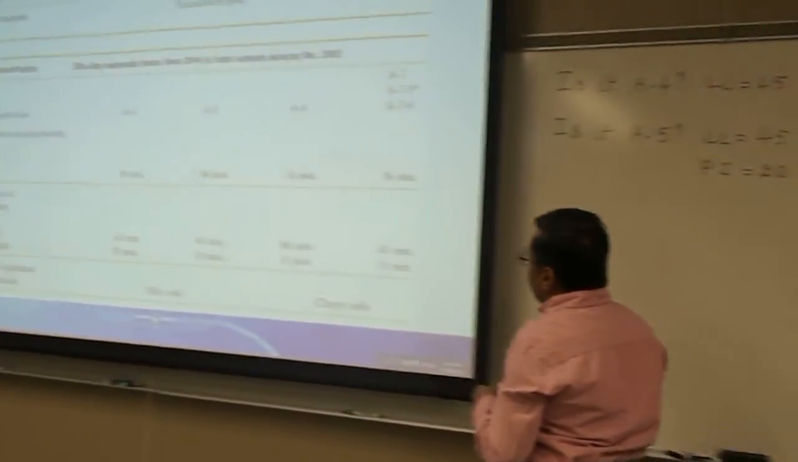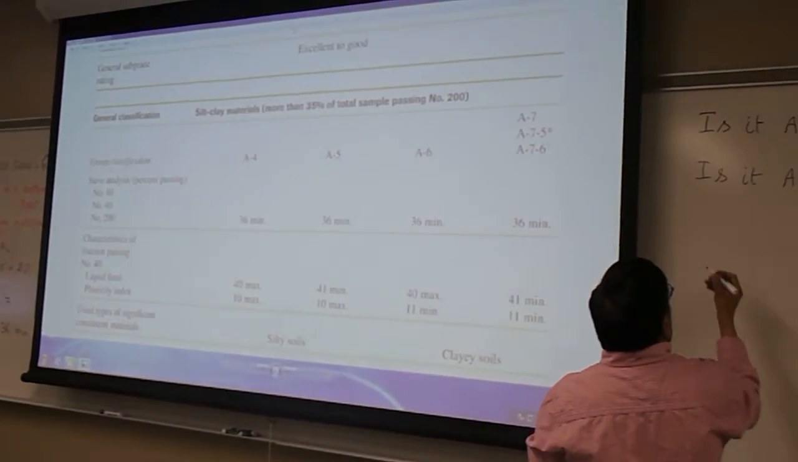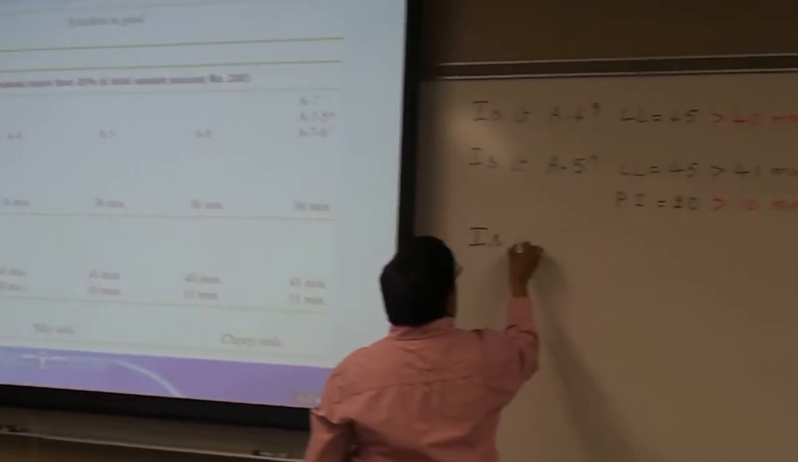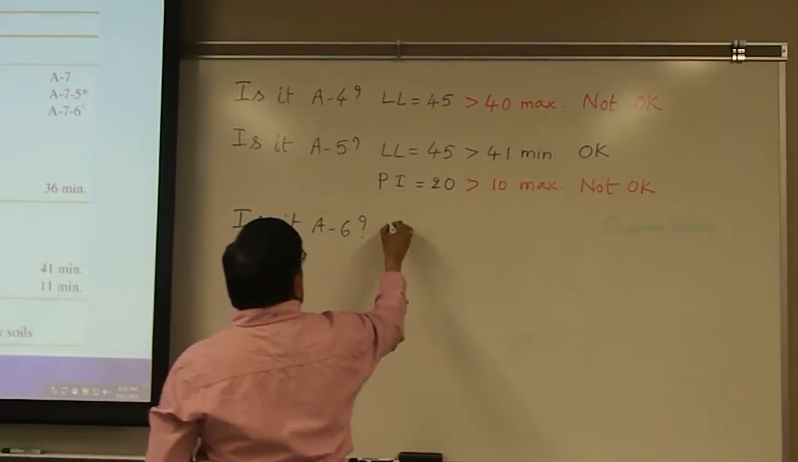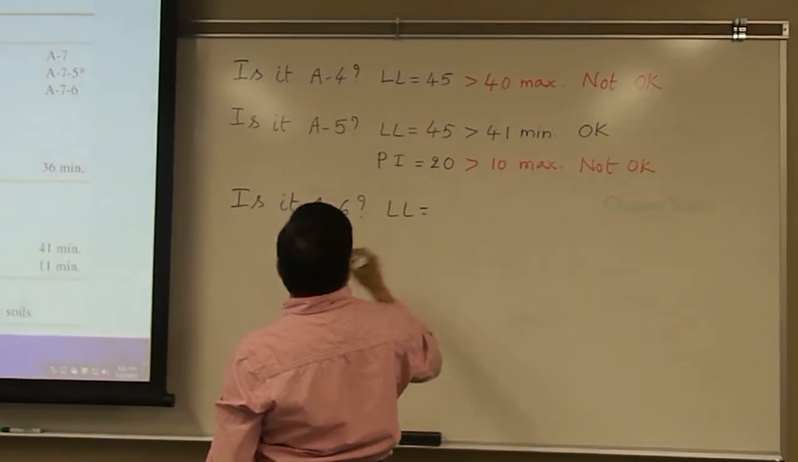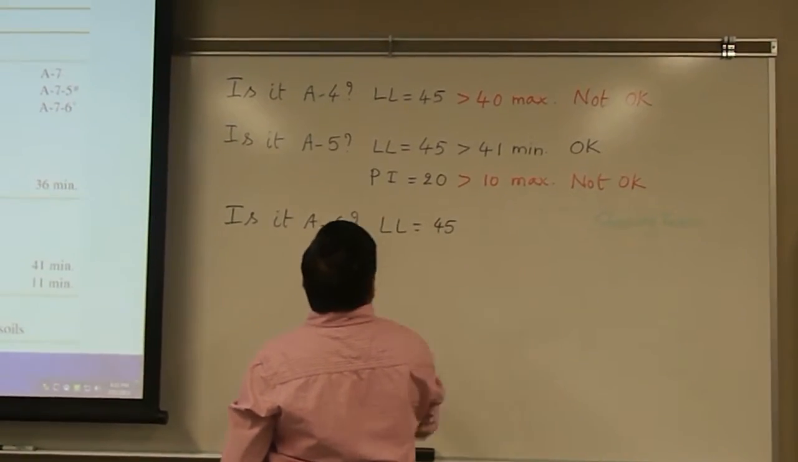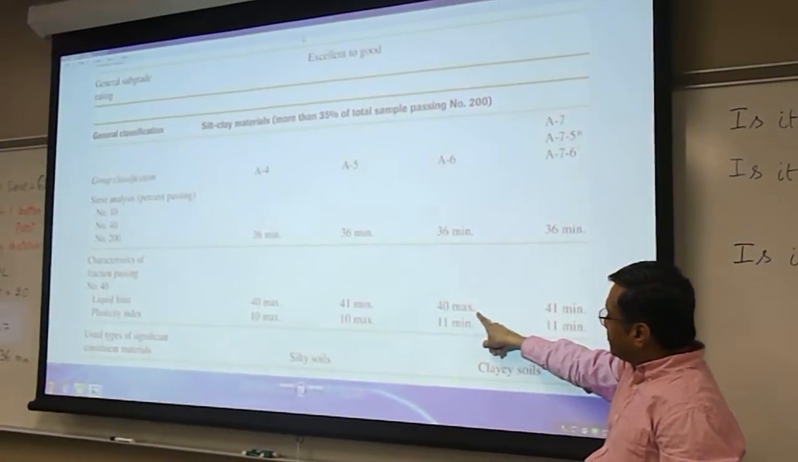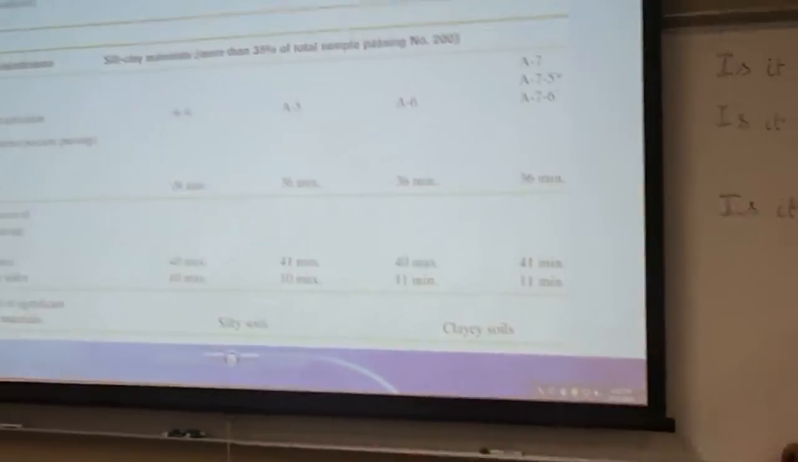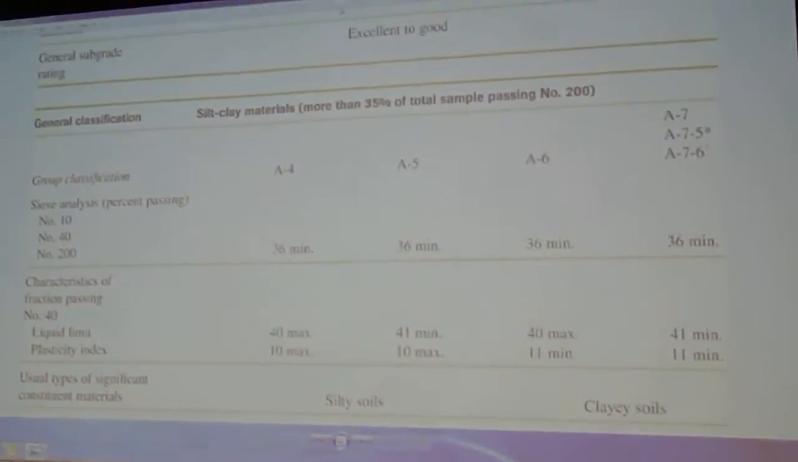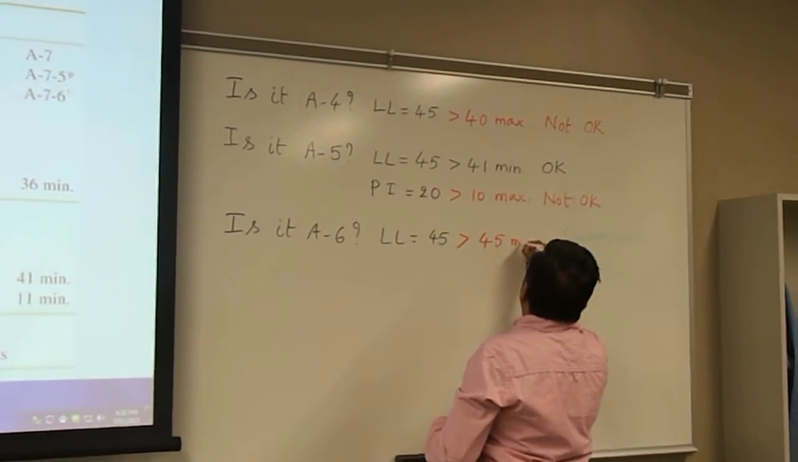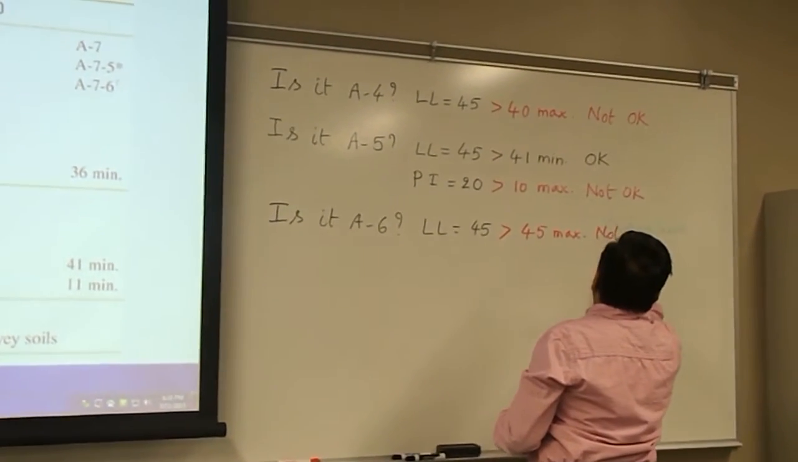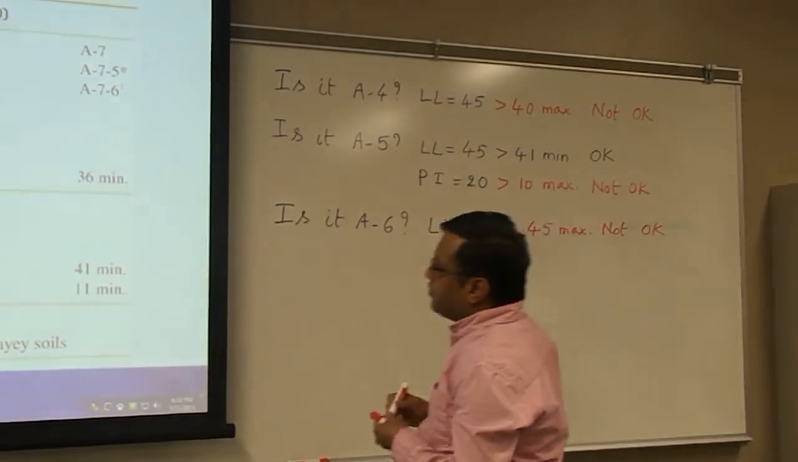So we need to see if it is A6. Is it A6? Again, we need to check liquid limit 45, but that is more than the maximum value prescribed for this. So this is more than 45 max, so this is not okay.